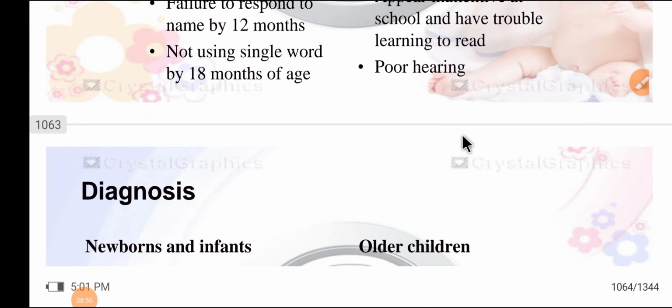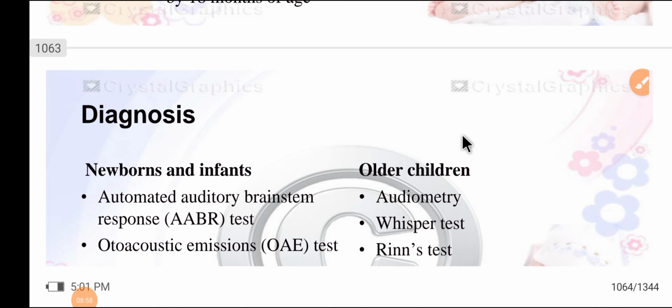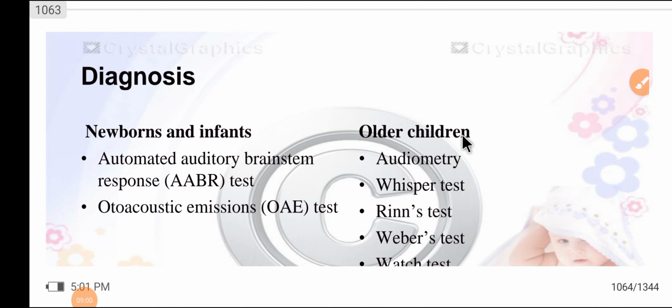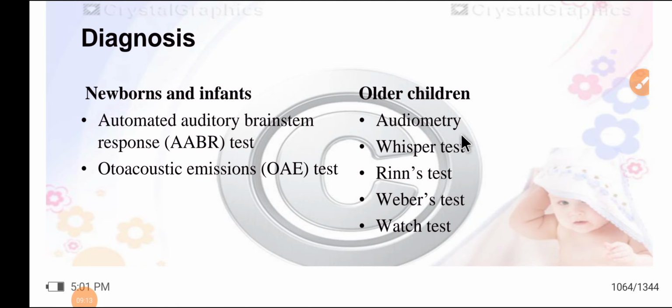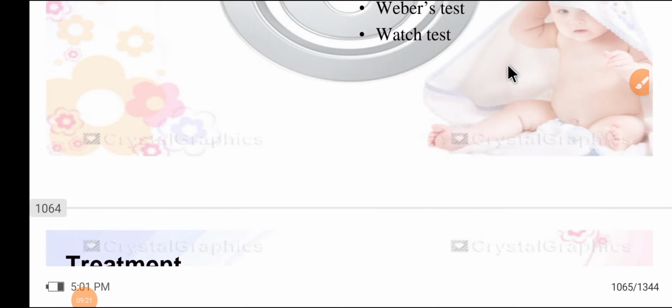Poor hearing. Diagnosis: newborns and infants, automated auditory brainstem response test, acoustic emissions test. Older children, auditory whisper test, Rinne test, Weber's test, watch test.